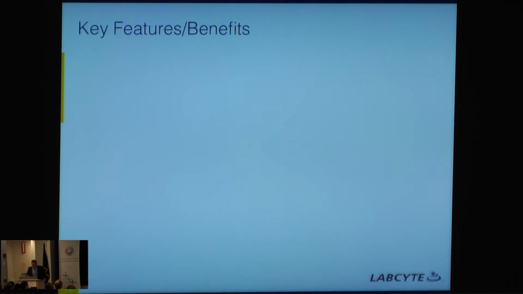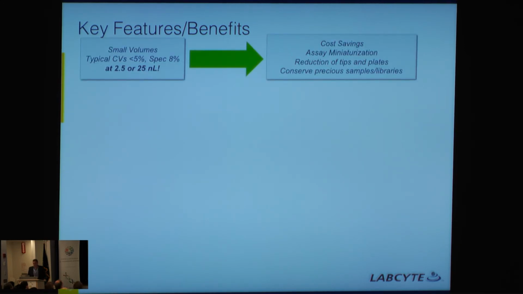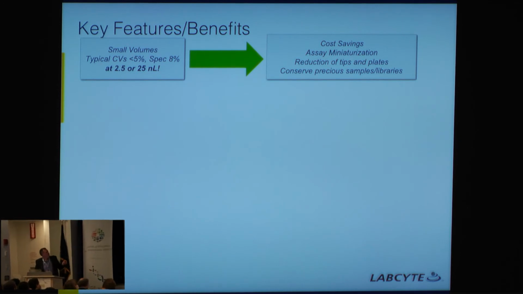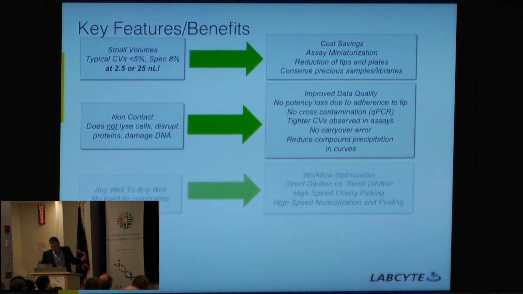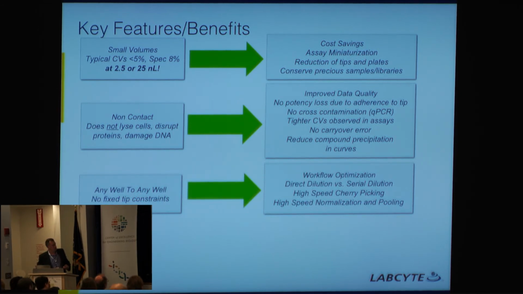So I'd like to leave you with the key benefits and features of the Echo. Most notably, we're able to dispense at 2.5 or 25 nanoliters. This enables us to save reagents and miniaturize your assays. Our technology is non-contact, and it's a very gentle technology. We can actually dispense cells with it. We can do any well to any well, so there are no fixed tip constraints.